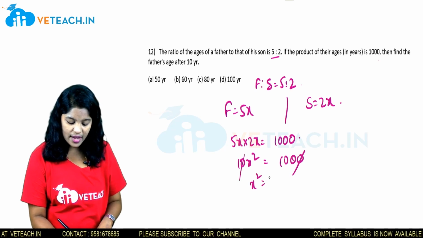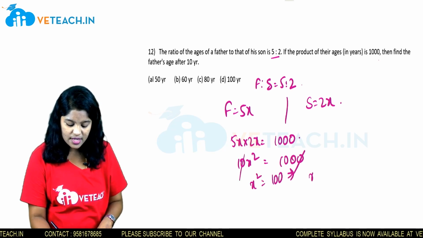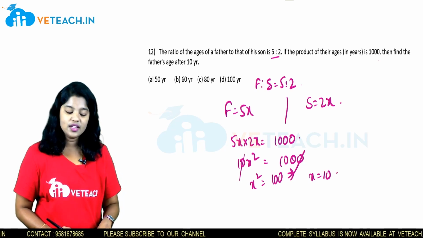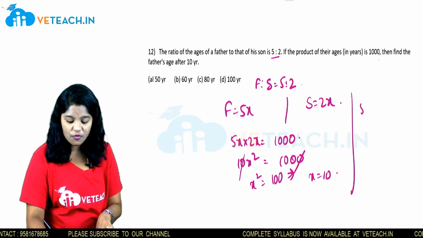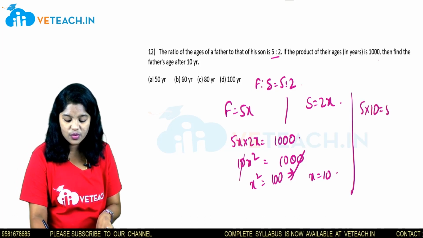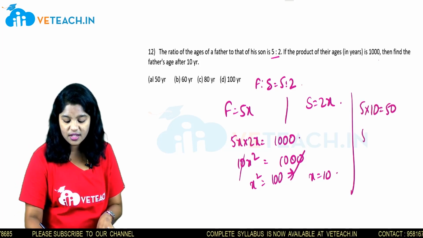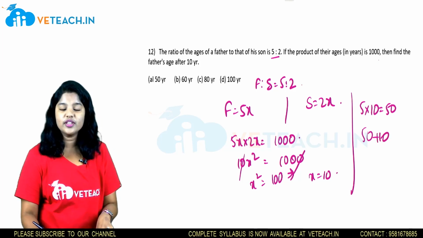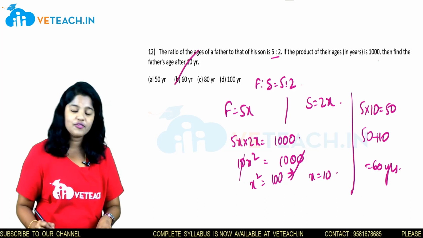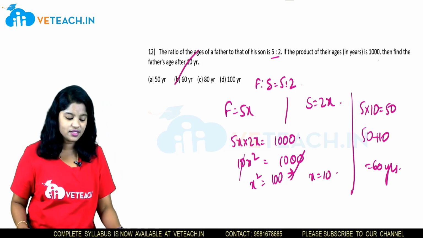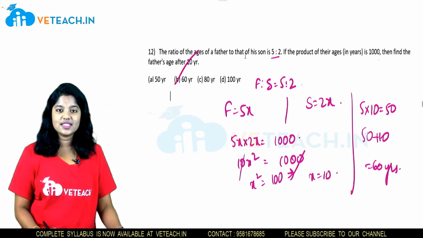Now x square is equal to 100, so x will be equal to 10. Now we have to find the father's age after 10 years. So present age of father is 5x, that is 5 into 10, 50 years. After 10 years, simply add 10 to it, so it will become 60 years. So the age of father after 10 years is 60 years. So option B is our correct answer.